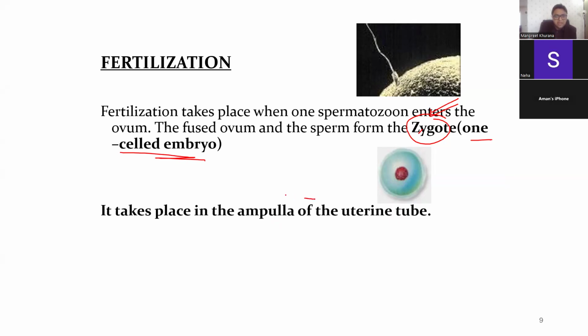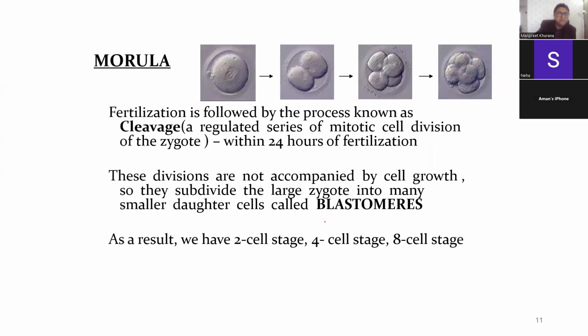Now, where does this fertilization take place? It takes place in the ampulla of uterine tube, right? Now, we'll discuss where it is located, the ampulla of uterine tube. There the fertilization is occurring. Okay. This is a small video which we'll see in some time. Let me just go ahead first.